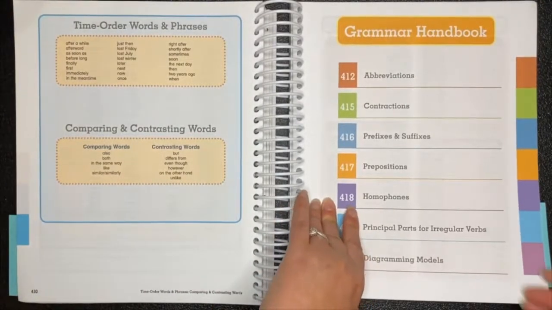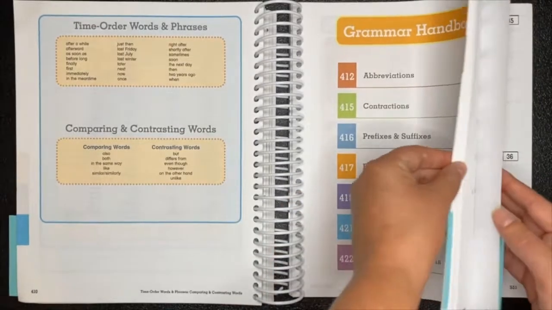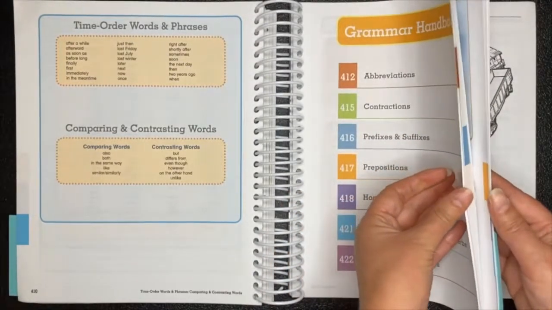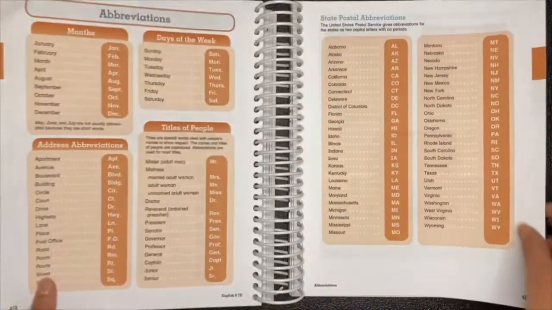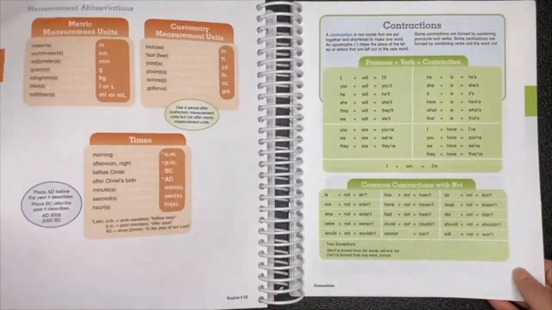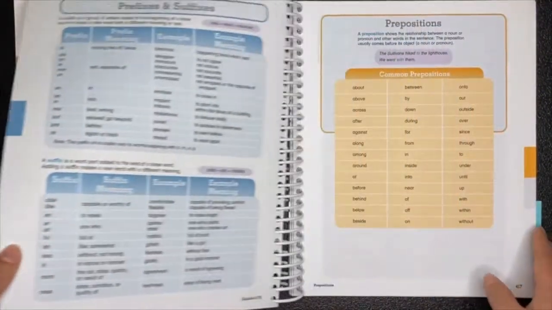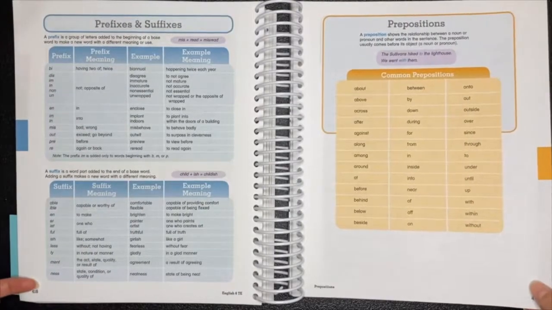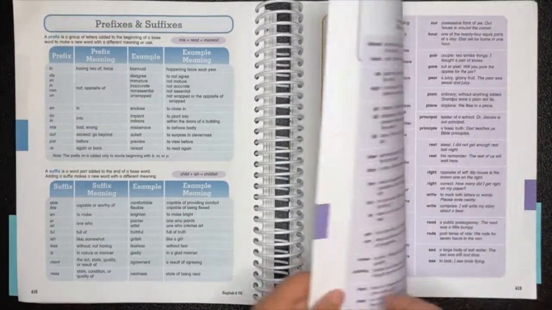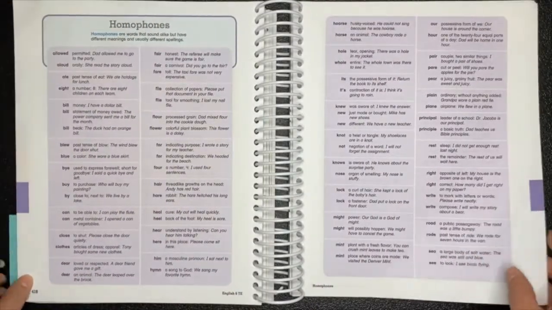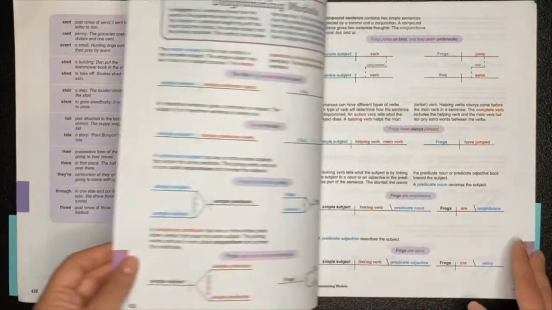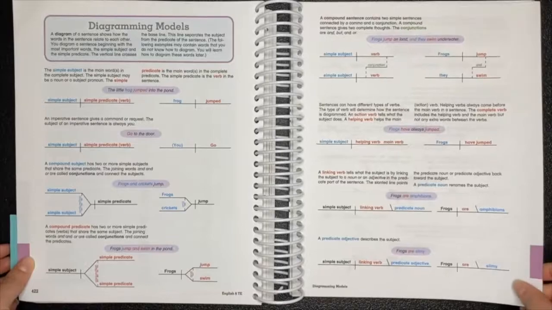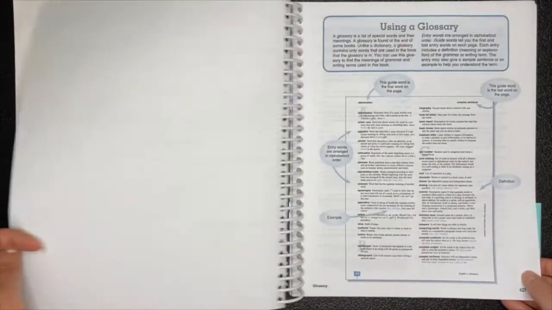And then there will be the grammar handbook. It is also color-coded if you look from the side. And this includes abbreviations, contractions, prefixes and suffixes, prepositions, homophones, irregular verbs, diagramming models, and the glossary.